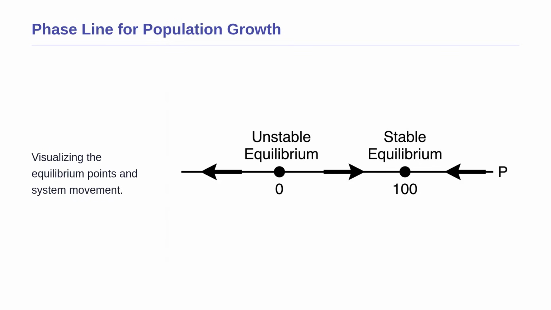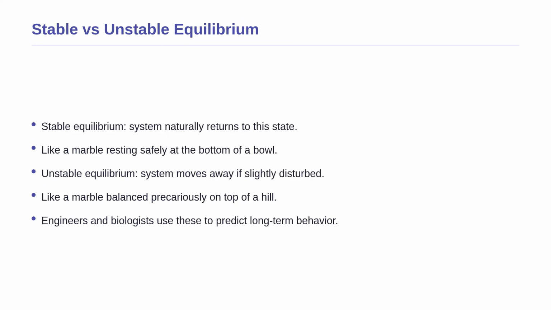Conversely, arrows point away from 0, meaning any slight addition of fish causes the population to grow rapidly away from 0. We call this an unstable equilibrium. This diagram perfectly illustrates the difference between stable and unstable equilibria. A stable equilibrium is like the marble resting safely at the bottom of a bowl. If you nudge it, it naturally rolls back to the bottom.